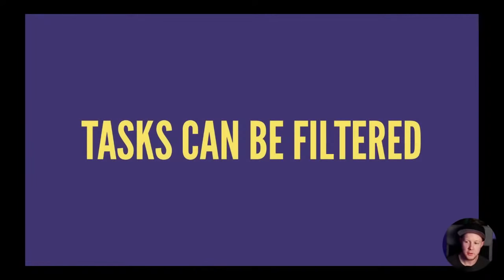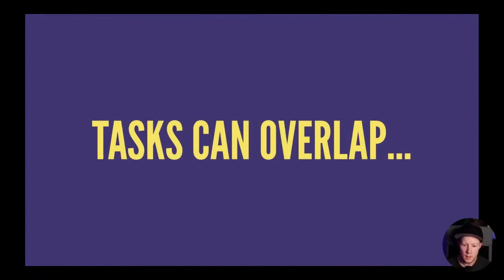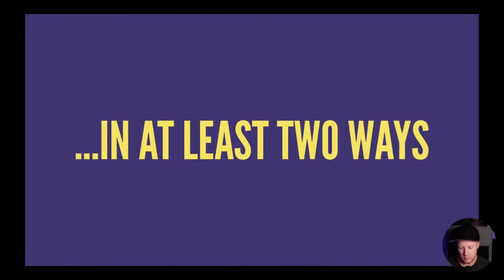So tasks can be filtered, and it's not immediately obvious when a task has been filtered compared to an error that prevented the task from running at all. So when you have an error, you'll get something in Sentry or Flare or Bugsnag or whatever. If you get the condition wrong, you might have a task that just never runs, and you're not aware of that. And tasks can overlap in at least two different ways. So we're going to look at two different ways that they can overlap.